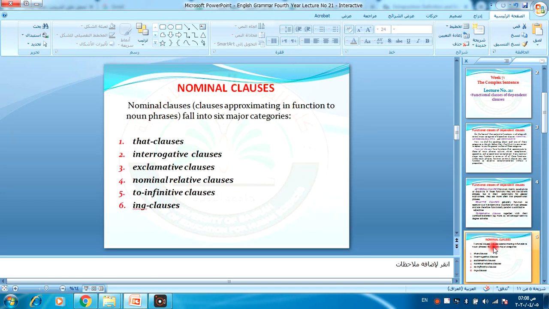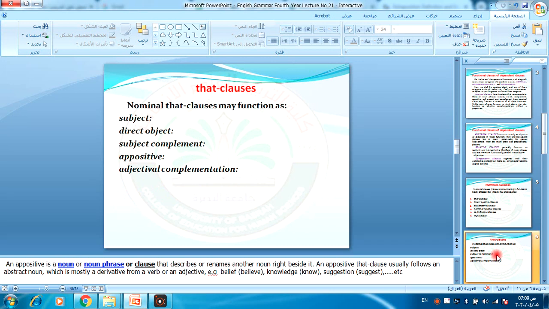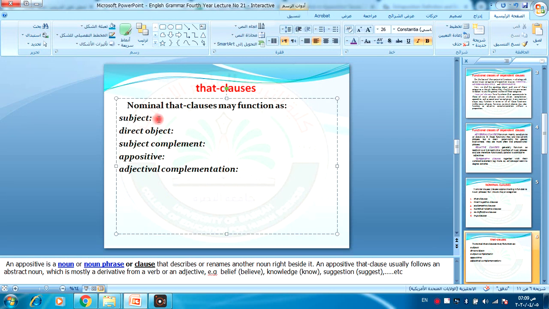Now, we shall be speaking about nominal clauses. Nominal clauses, clauses approximating in function to noun phrases, fall into 6 major categories. So we have 6 major categories of nominal clauses. What are they? That clauses, interrogative clauses, exclamative clauses, nominal relative clauses, to-infinitive clauses, and -ing clauses. Now let's start with the first category of nominal clauses, which is the that-clause.